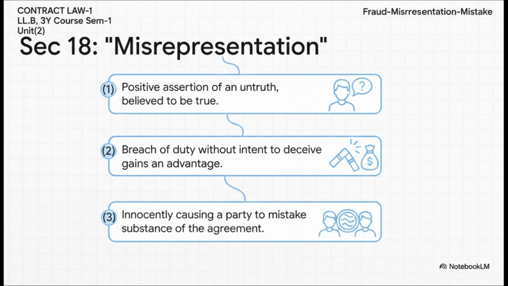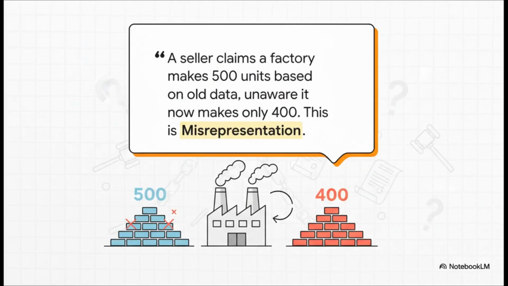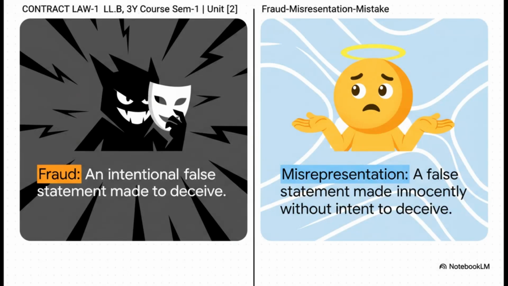Causing, however innocently, a party to an agreement to make a mistake as to the substance of the thing which is the subject of the agreement. Consider this practical scenario. A seller claims a factory makes 500 units based on old data. The seller is unaware that current production has fallen to 400 units. This act is not an intentional deception, but rather an innocent false statement based on outdated information. This constitutes misrepresentation.